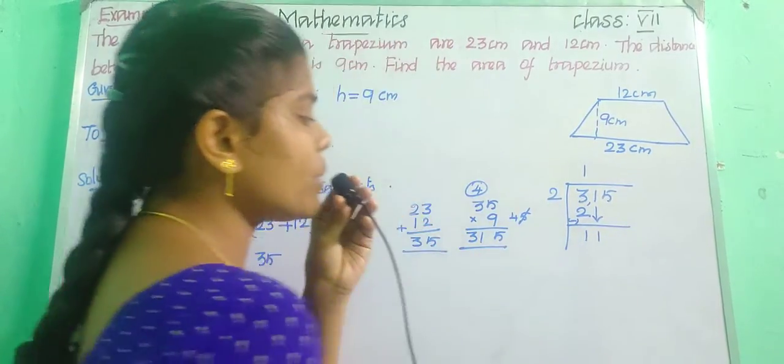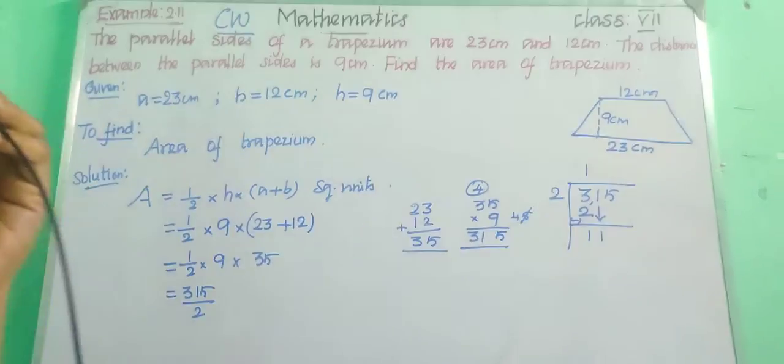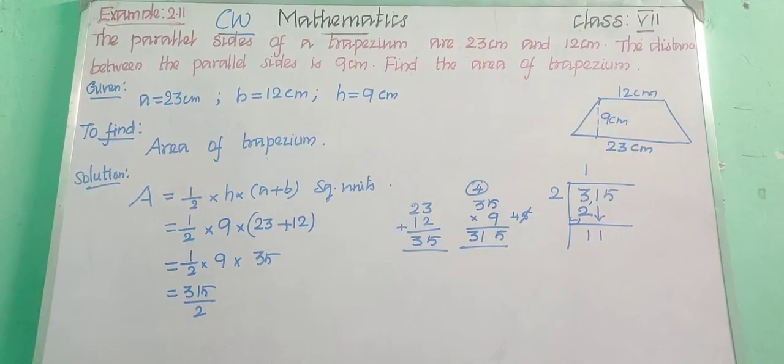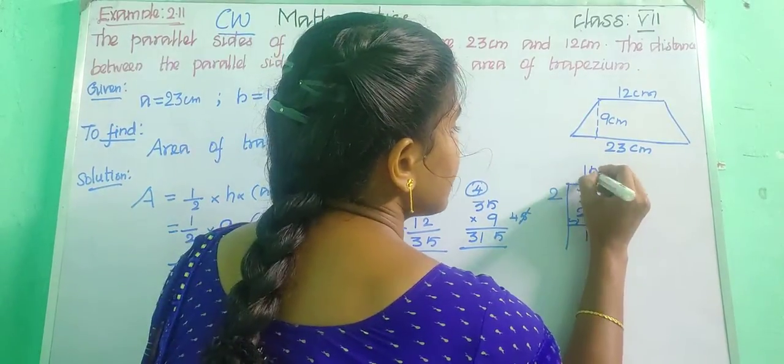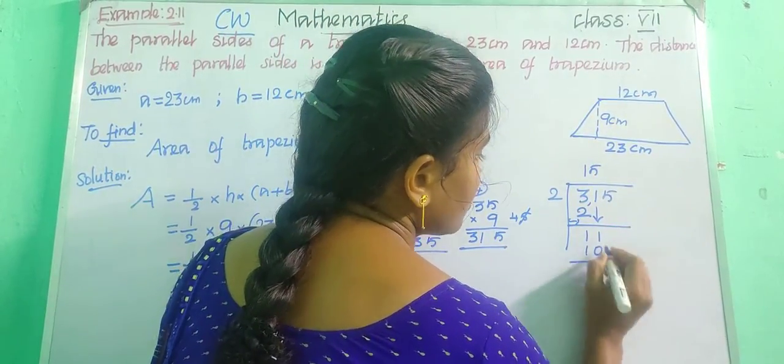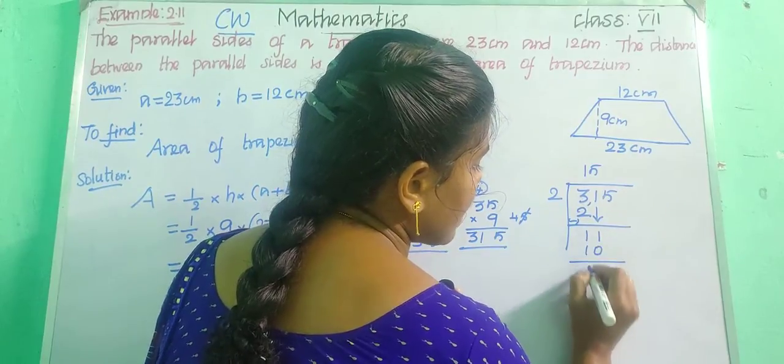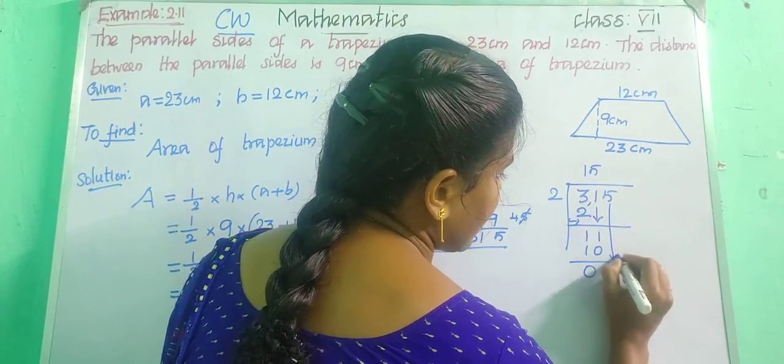Now say 2 table. 1, 2 is 2. 2 2s are 4. 3 2s are 6. 4 2s are 8. 5 2s are 10. So 5 2s are 10. Now 1 minus 0, 1. 1 minus 1, 0. Now bring down this 5.